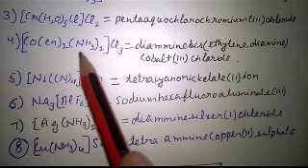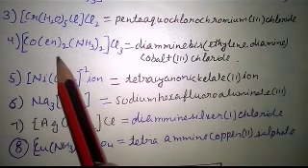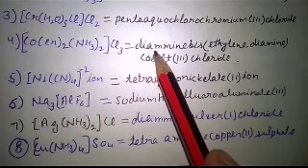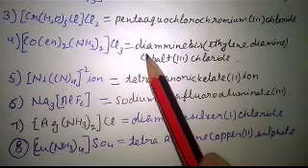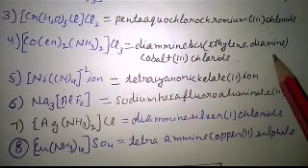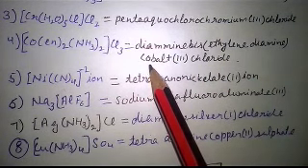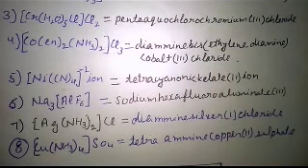The positive part is the coordinate complex. Its name is according to the alphabetic order of ligands. According to alphabetic order, A comes first and E second. Then we name diammine with ethylenediamines. Then the name of the metal is cobalt. This is the oxidation number. Then it is named chloride.